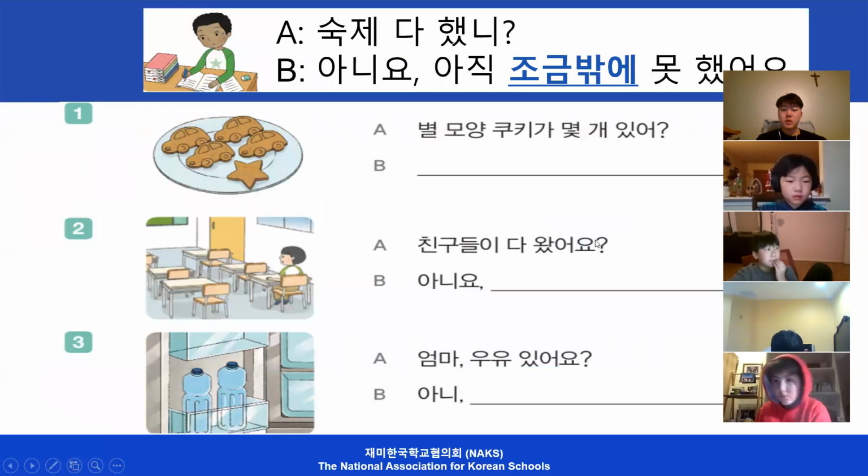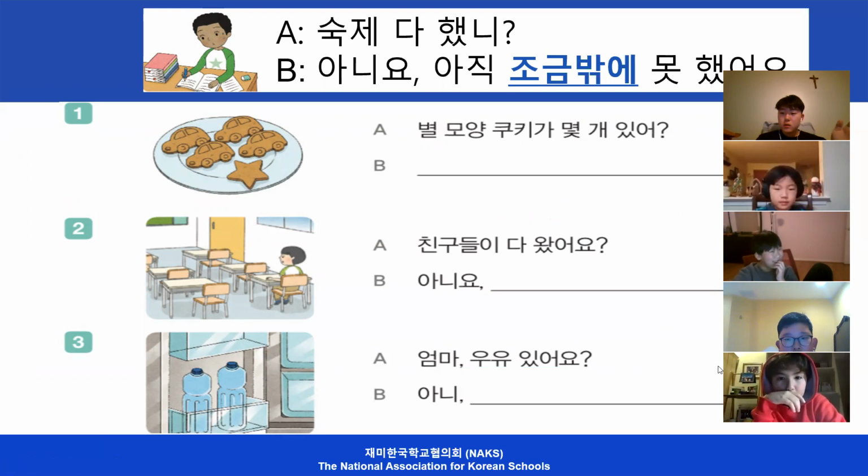So we did the examples yesterday, but I don't know if you memorized this or not, but it's good to refresh and just go over it. So the first one is asking 별 모양 쿠키가 몇 개 있어? How many star-shaped cookies are there? And B would say there's only one in a negative sense. So anyone want to volunteer and answer this? Okay, Ryan, go ahead.